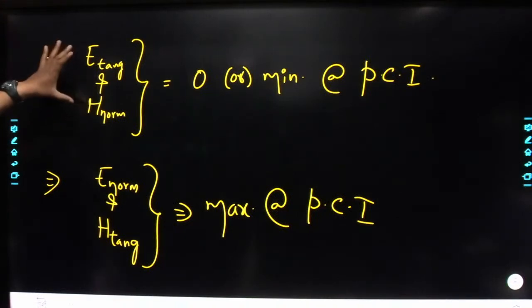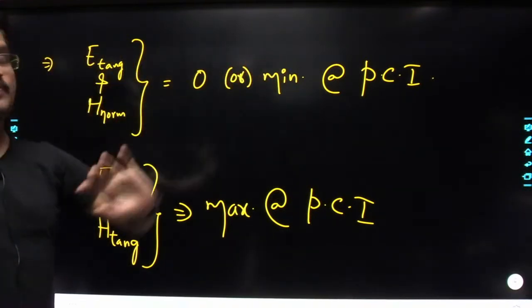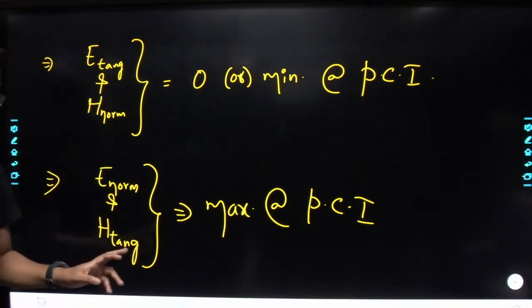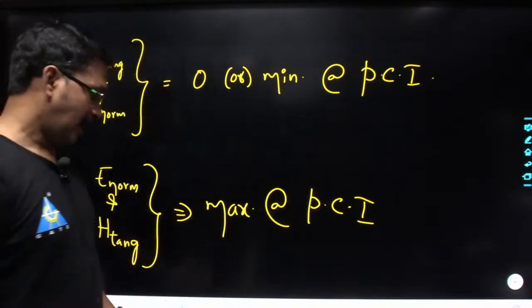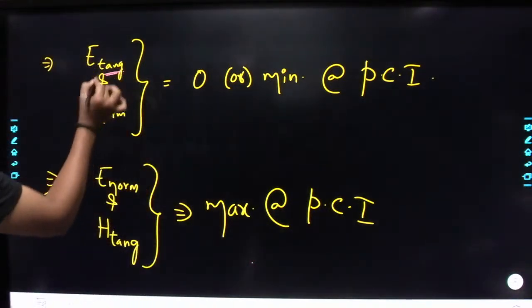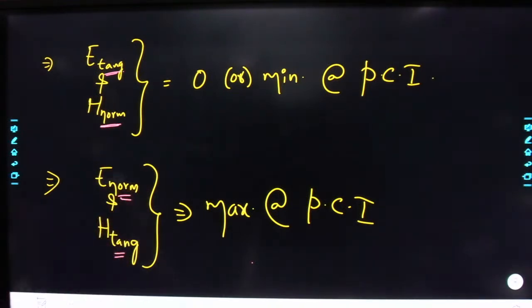So the tangential component of electric field and normal component of magnetic field are becoming minimum or zero at the perfect conducting interface, whereas the normal component of electric field and tangential component of magnetic field must be maximum at the perfect conducting interface. I hope you know what we mean by tangential and normal components. I hope you know that thing.